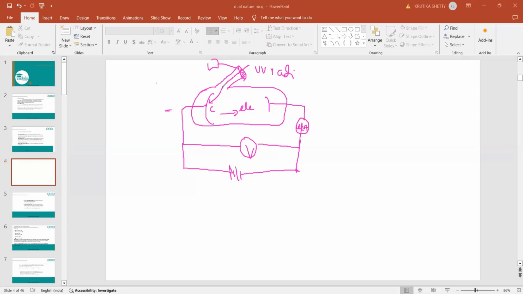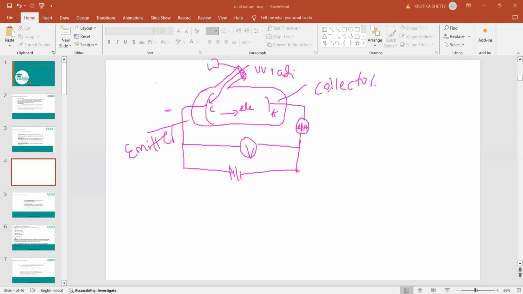So this is a glass tube we have here. C is the cathode, A is the anode. C is also called the emitter. And A is called the anode, or it is also called the collector.